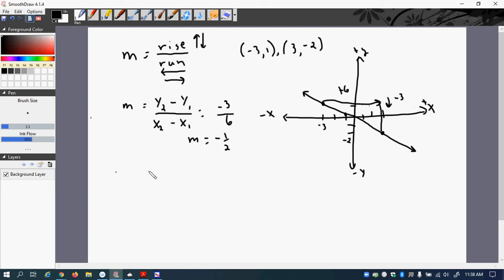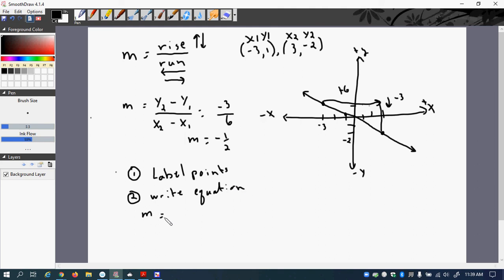So the first step, I always call it, is label the points. So this is going to be x1, y1. This one is x2, y2. So now my second step is to write the equation. So write the equation. I always tell people to rewrite it as many times as possible so that you start to memorize this formula. So you should just write it y2 minus y1 over x2 minus x1.